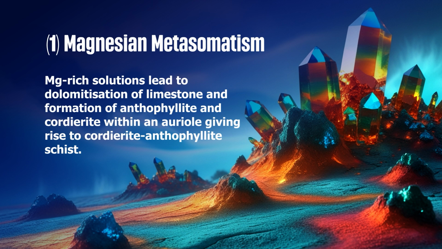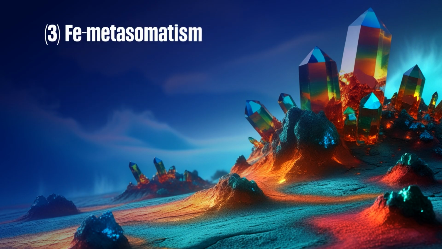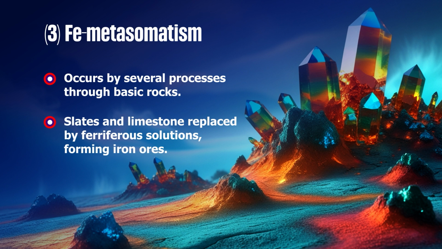Mg-rich solutions lead to dolomitization of limestone and formation of anthophyllite and cordierite within an aureole, giving rise to cordierite anthophyllite schist. Second is lime metasomatism, where formation of epidote at the expense of mica is taking place. And third one is iron metasomatism. It occurs by several processes through basic rocks, slates and limestone replaced by ferriferous solutions forming iron ores.